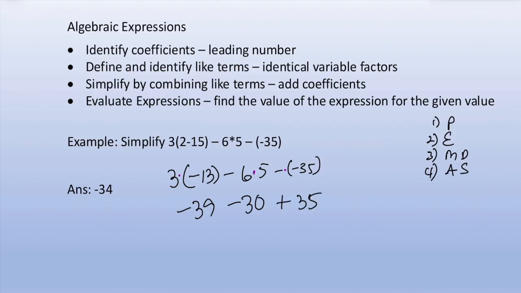So all multiplication and division is done. And so now we're going to add and subtract from left to right. Negative 39 and a negative 30 is negative 69, plus 35. Since those are opposite signs, we're going to keep the sign of the larger one and subtract. 69 minus 35 is 34. So negative 34 is our answer.